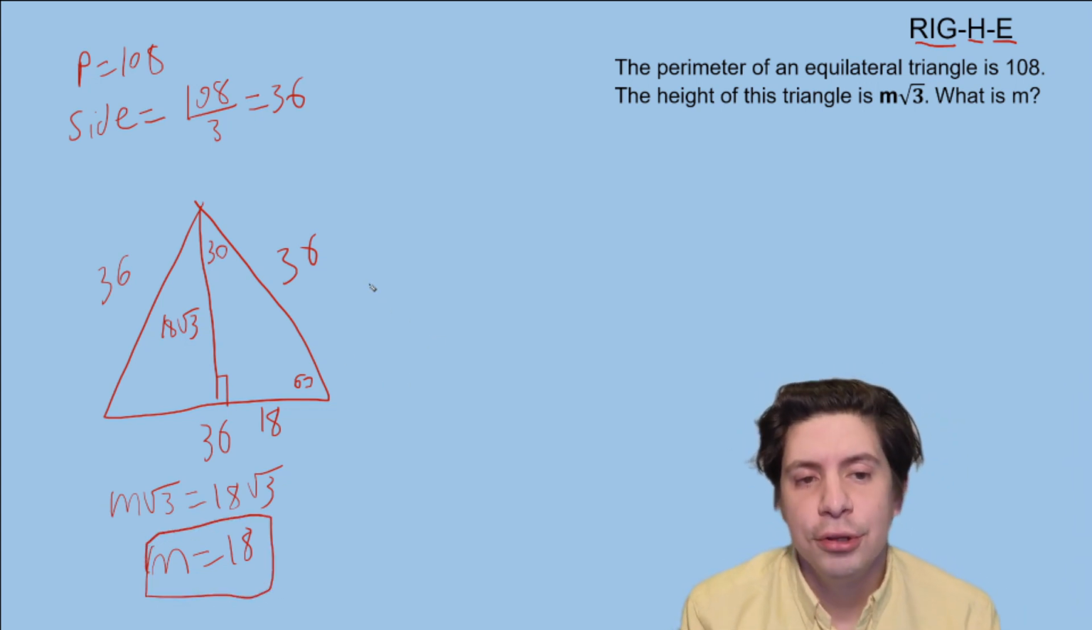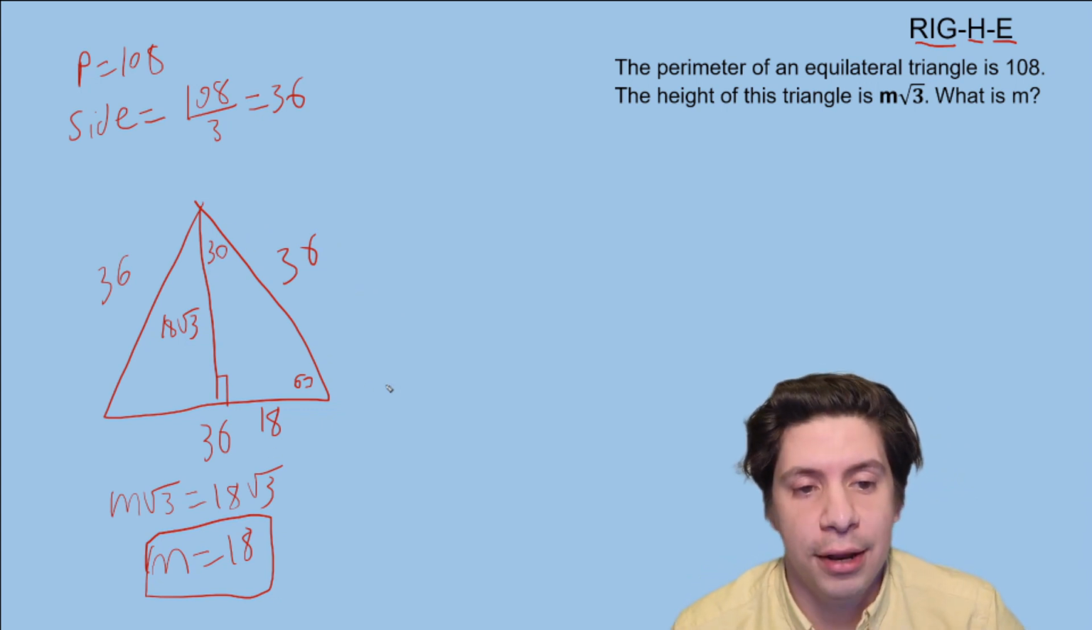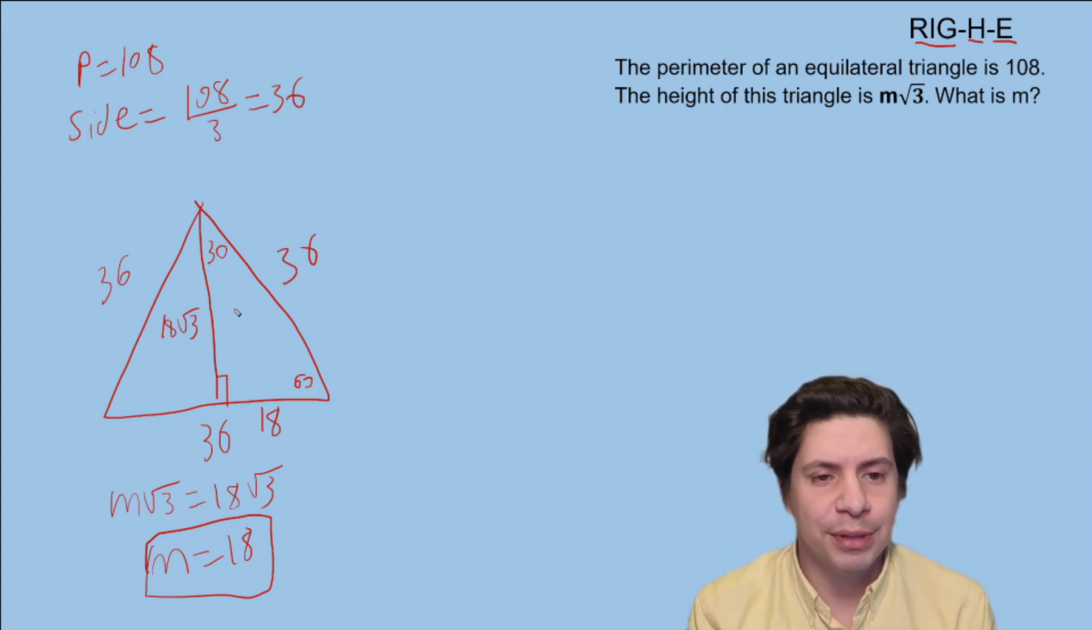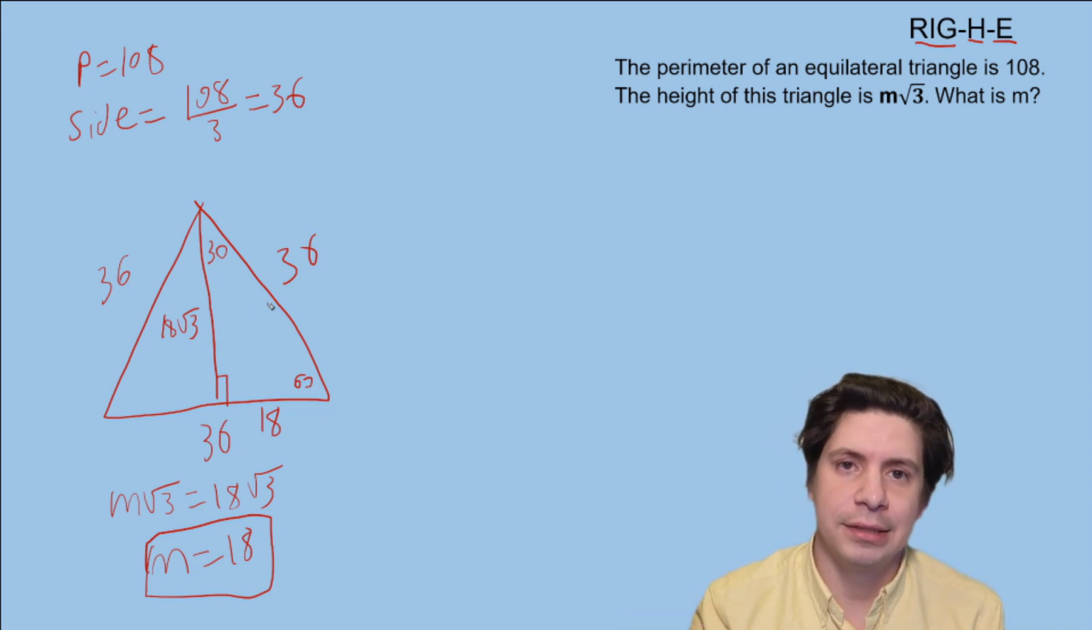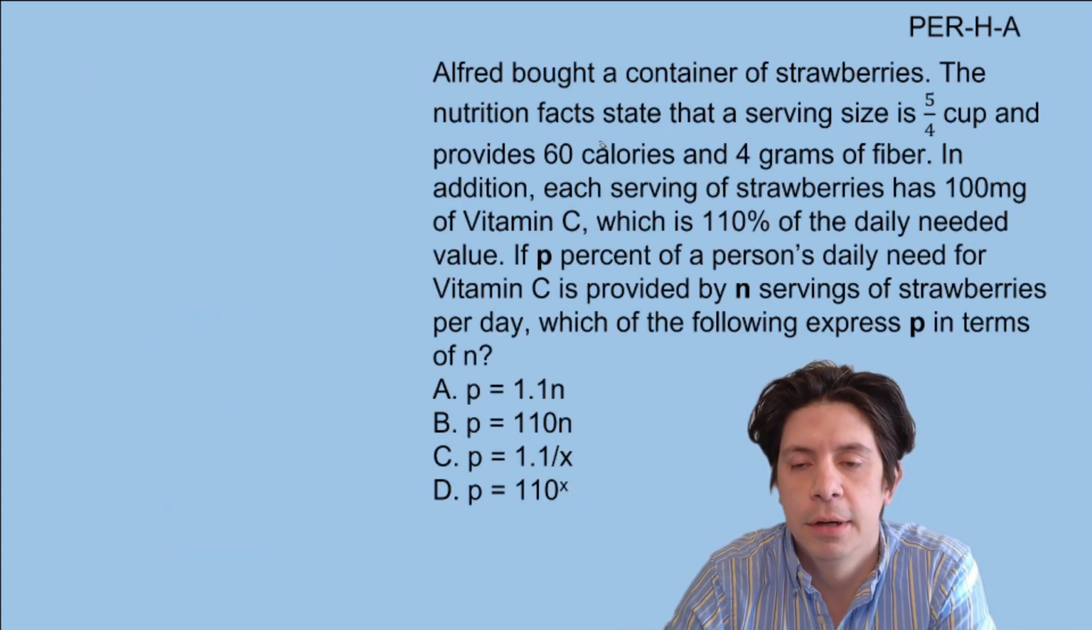But you see, you break it down bit by bit. You find the side length, you find this 30, 60, 90 triangle, and you work from there. You could use Pythagorean theorem, but really you should know 30, 60, 90 if you really want to maximize your time efficiency. Alfred bought a container of strawberries.